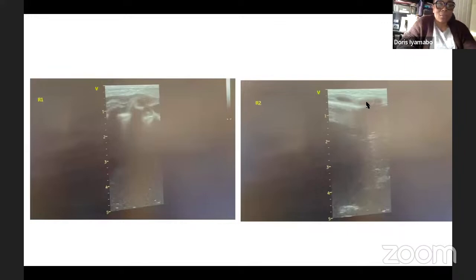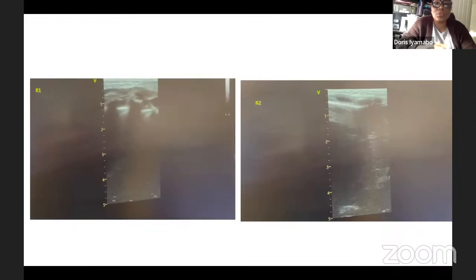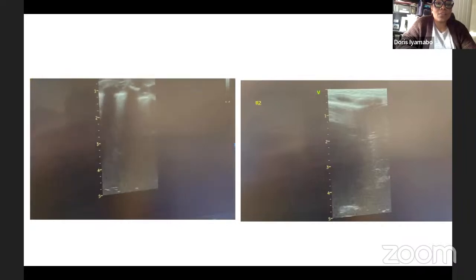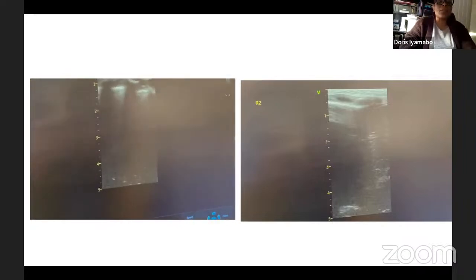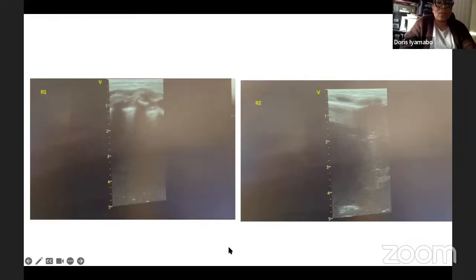So these were the first images. Let's see if they would play. All right, so I couldn't move him much. These are all the anterior scans that I could do. The first scan is in the right anterior, right upper anterior chest region. Sorry, I did try to loop them anyway.